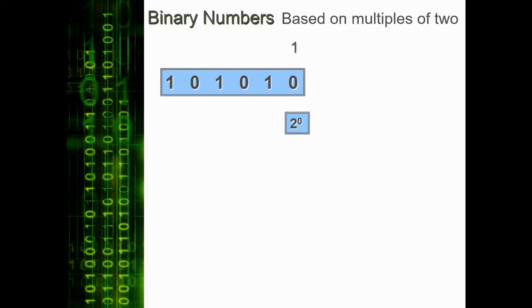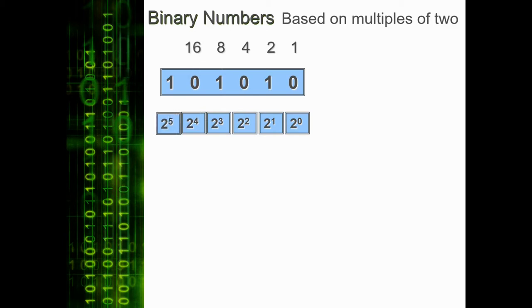The next position represents 2 to the first power. So 2 to the first power is 2, and the second position represents a count of 2. And then we have 2 to the second, which is 4, so the third position represents a count of 4. Next comes 2 to the third, or 8, and then 2 to the fourth, or 16, and then 2 to the fifth is 32. And just like our base 10 number system, we can continue on for however many numbers that we need.